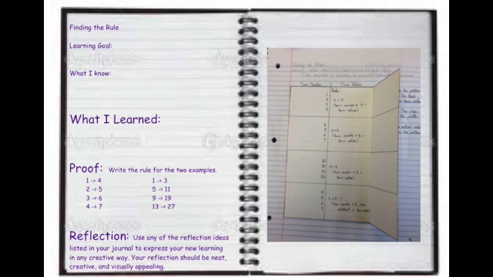When you're filling out your left-hand side of the page, I want you to write the rule for the two examples that I have below in our proof section. Make sure that in your notes you have your term number, your term value, and also the rule on the inside of your foldable.